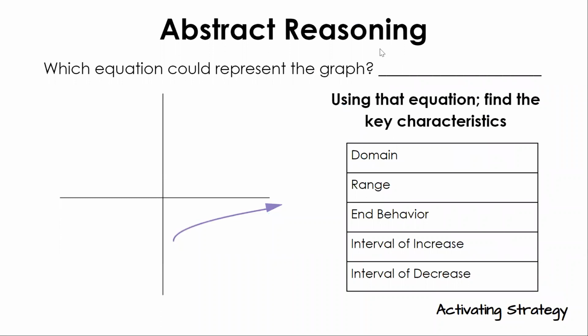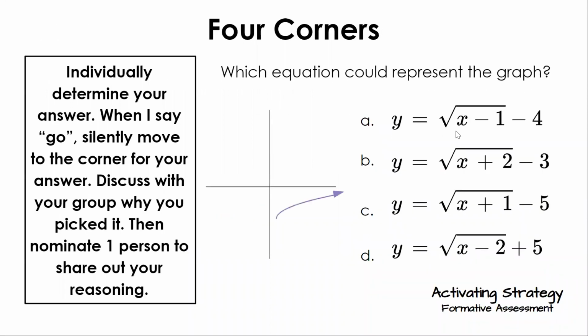All right, so abstract reasoning. Which equation could represent the graph? So we already said from the previous one that it was the square root, and this is what you're writing on your paper: square root of x minus 1, minus 4.